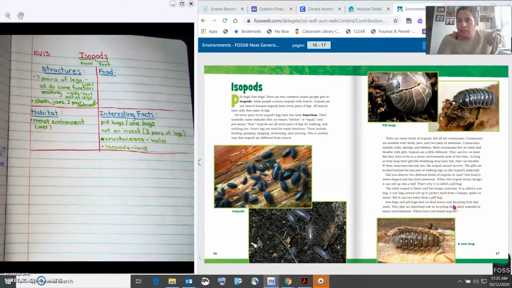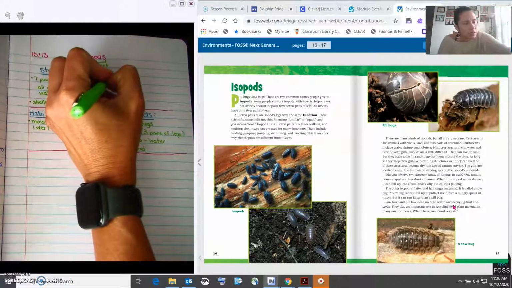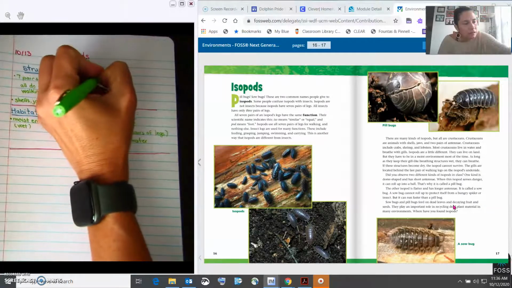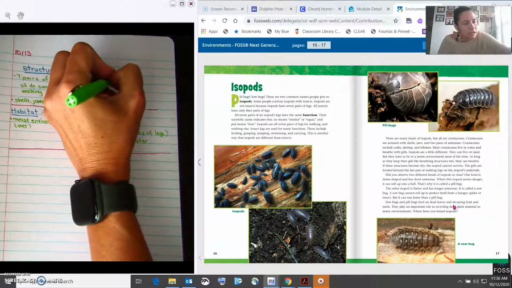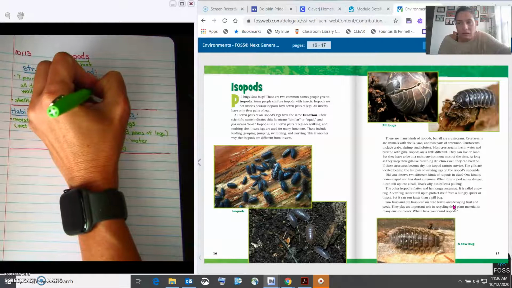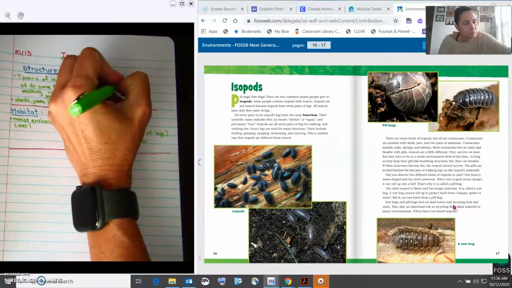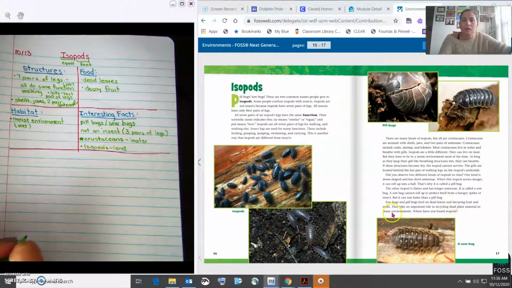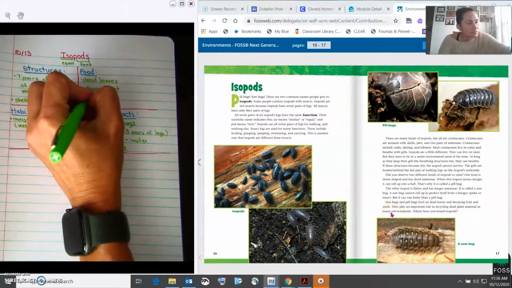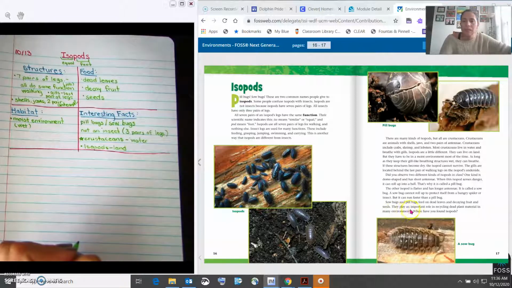Sow bugs and pill bugs feed on dead leaves. Ooh, there's our food. Dead leaves, decaying fruit. Oh, and it says seeds too. They play an important role in recycling dead plant material in many environments.